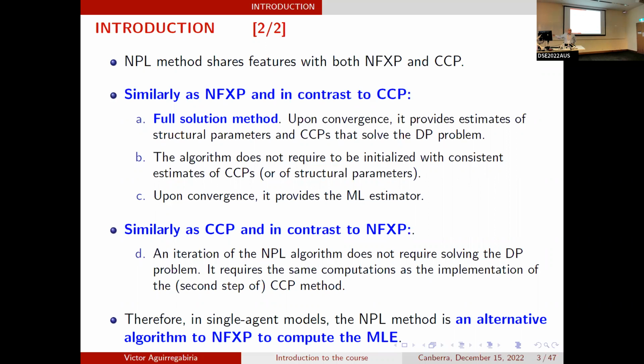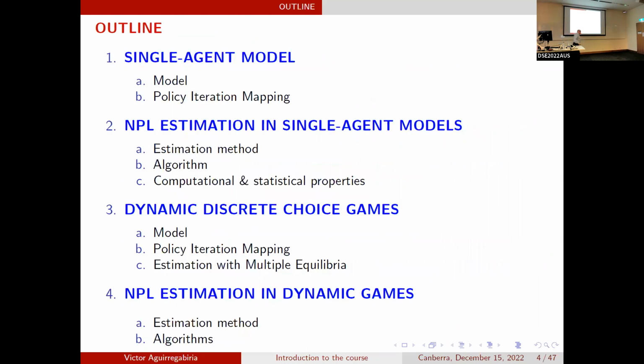And what we are going to see is that in the context of single agent models, the nested pseudo likelihood is an alternative algorithm to nested fixed point to calculate exactly the same estimator, the maximum likelihood estimator. And what I'm going to claim here is that it is generally a computationally more efficient algorithm in terms of computational cost. Okay.